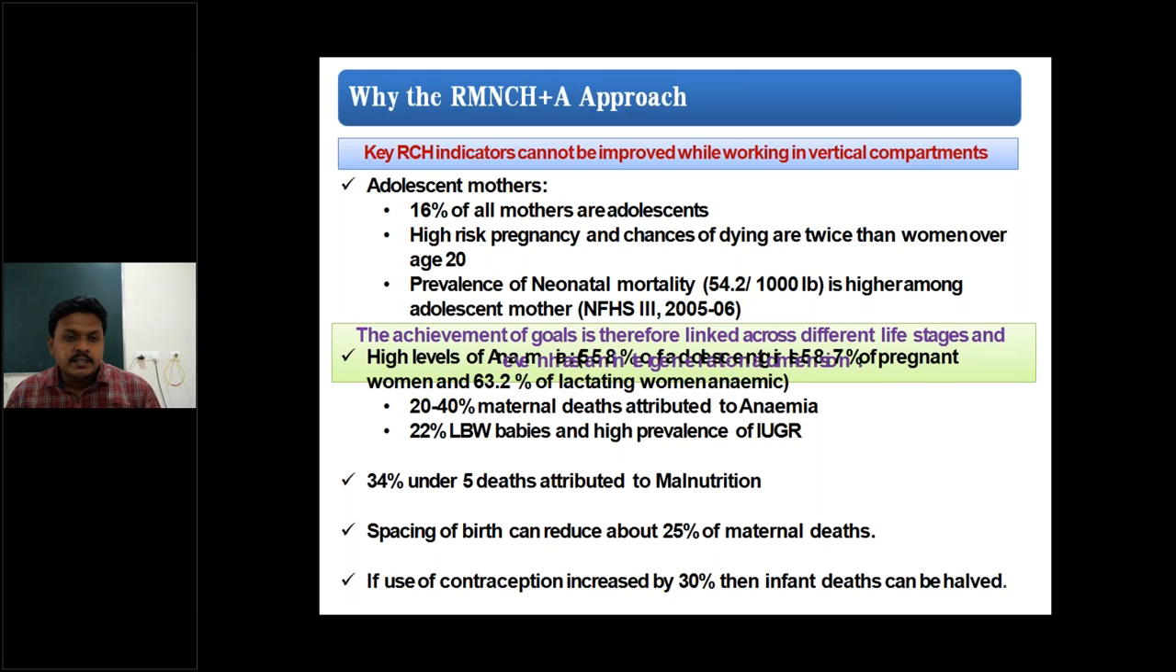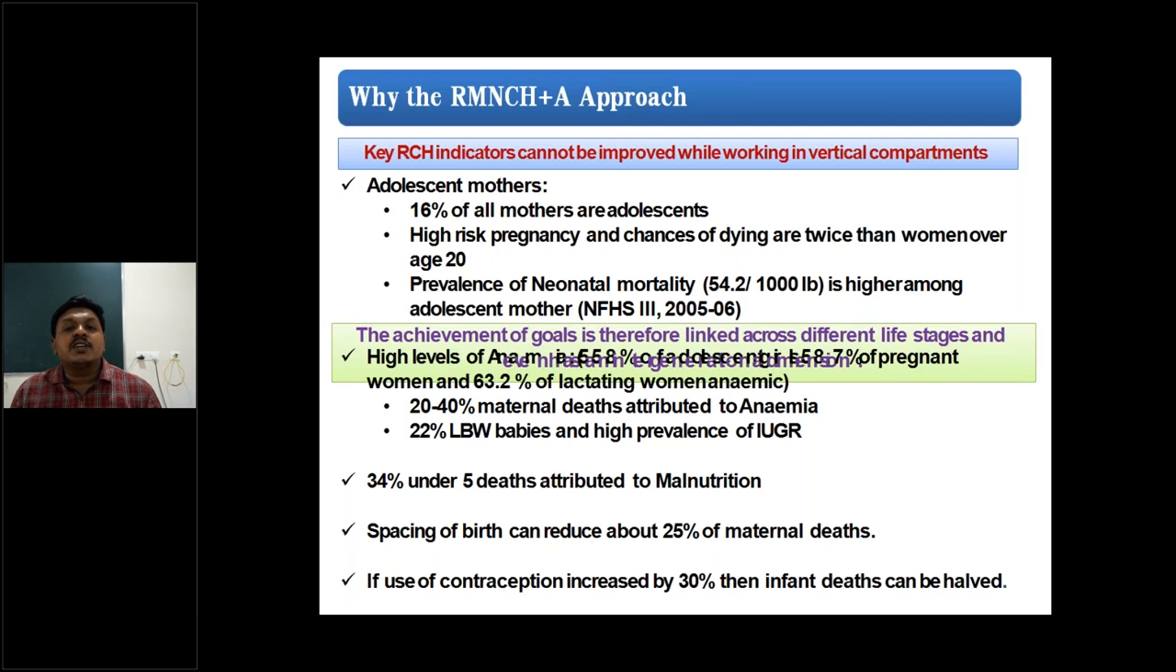Then adolescent mothers. It's a very important thing that even in adolescence, people are getting married and getting pregnant. So adolescent pregnancy is a kind of complication. Why? Because the mother won't have any education regarding pregnancy or what is going to take place. So definitely the delivery will happen at home. Definitely she will be more liable to puerperal infections. Definitely death will happen. That is why adolescent pregnancy is quite complicated.